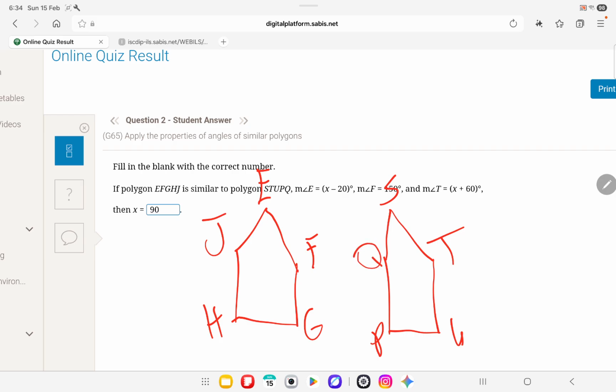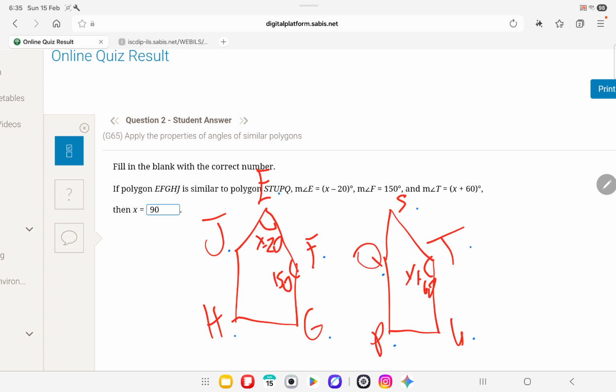Okay. Now, it's showing us that angle E is x minus 20. F is 150. And T is x plus 60. So basically what we have, let me write in a different color, E is congruent to S. F is congruent to T, G to U, H to P, and J to Q. If we write in the same order, we'll get the question correct.